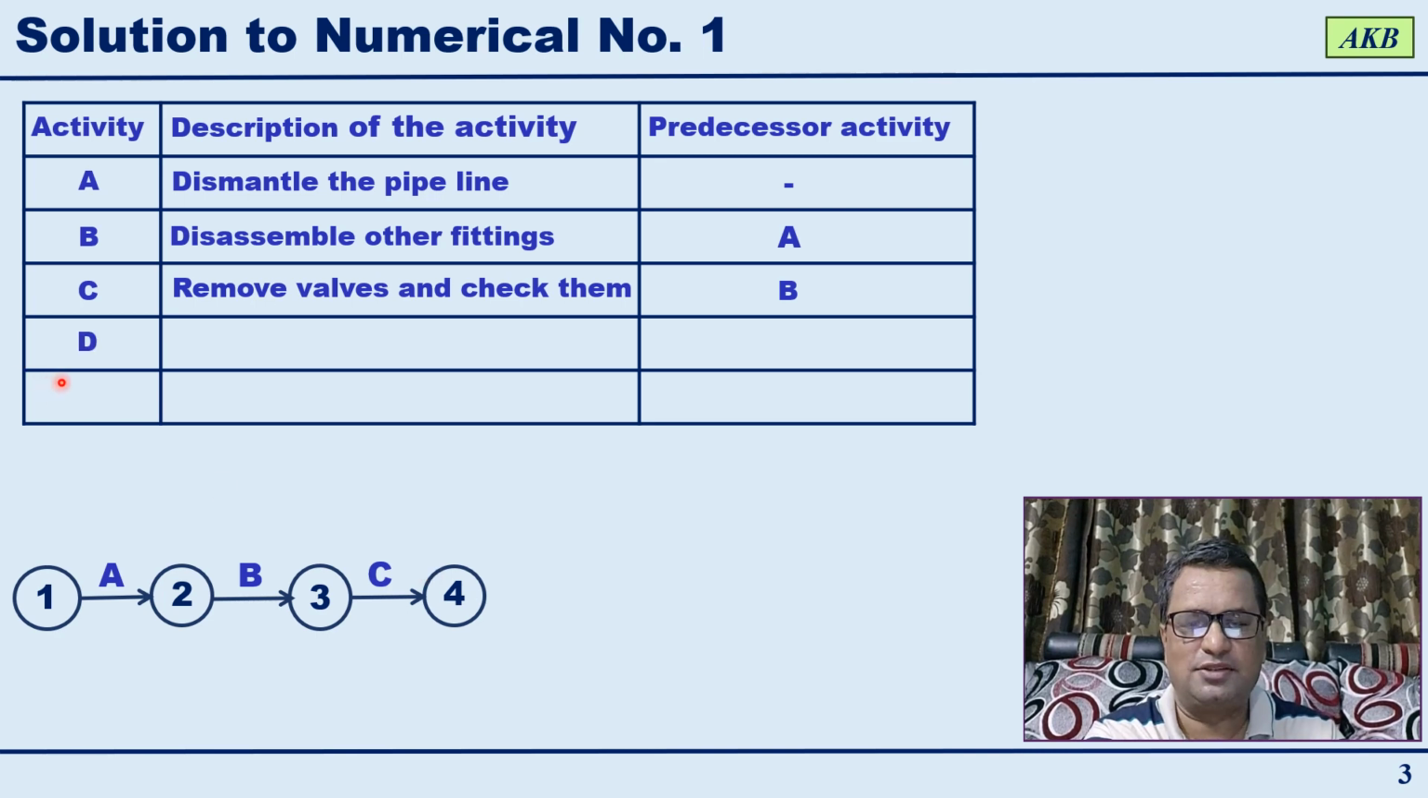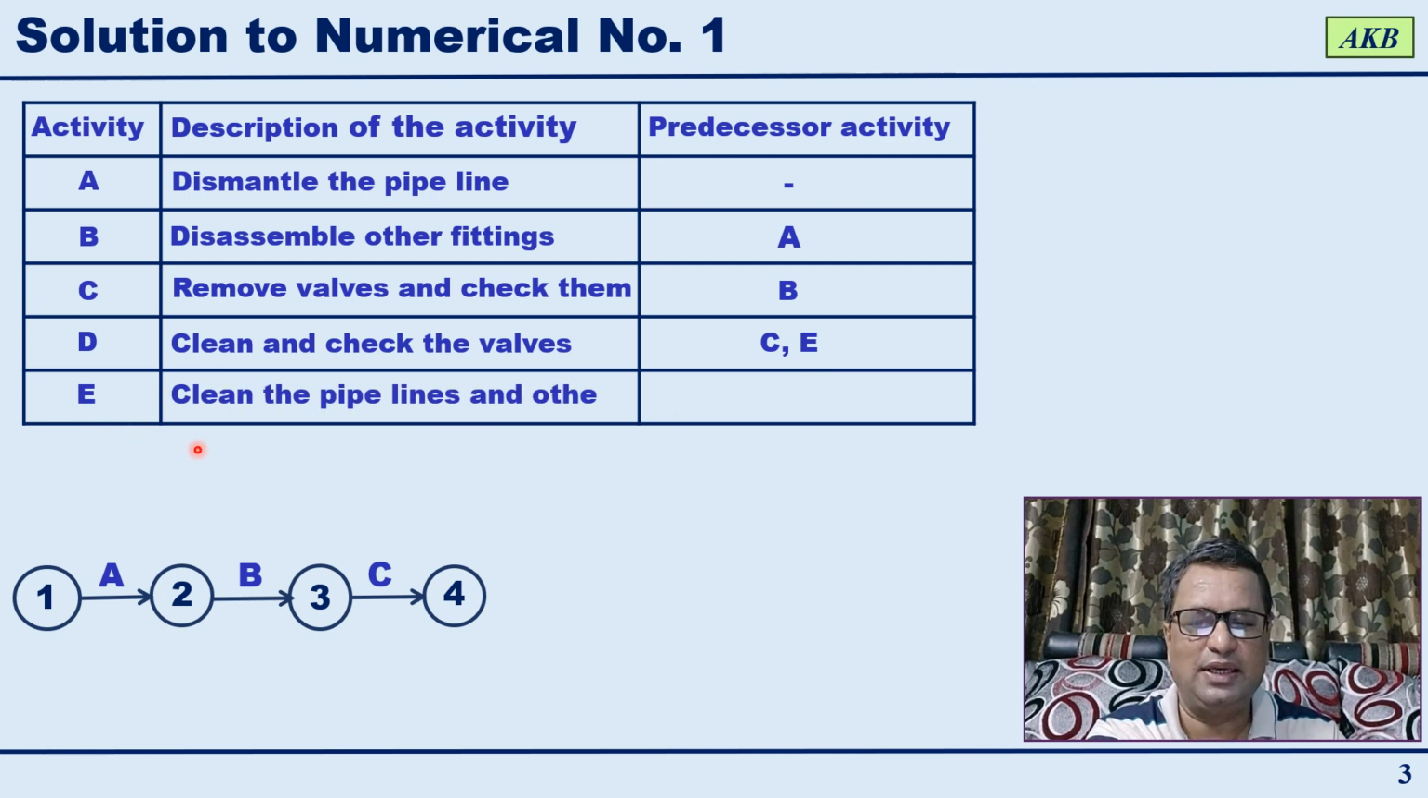Okay, now let us move to the next activity. Next activity is activity D. What is that activity? Clean and check the walls. And for this activity, there are 2 predecessor activities. One is C, and C has got completed at event 4, but we don't know about E. So let us first know what is E. Activity E is clean the pipelines and other fittings. And activity E is going to start after B gets completed. That is, B is the predecessor activity to activity E.